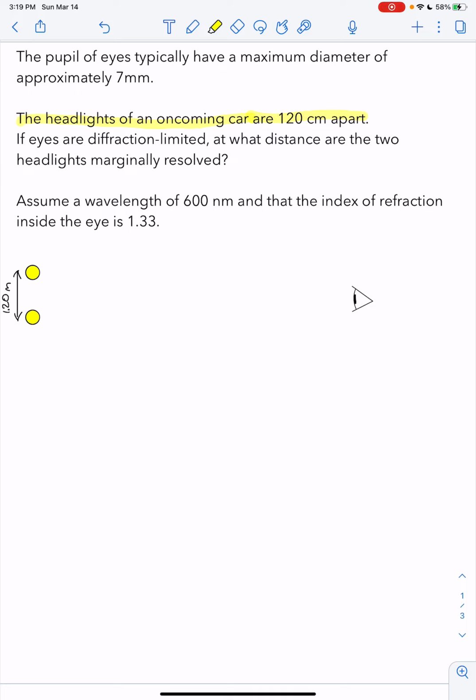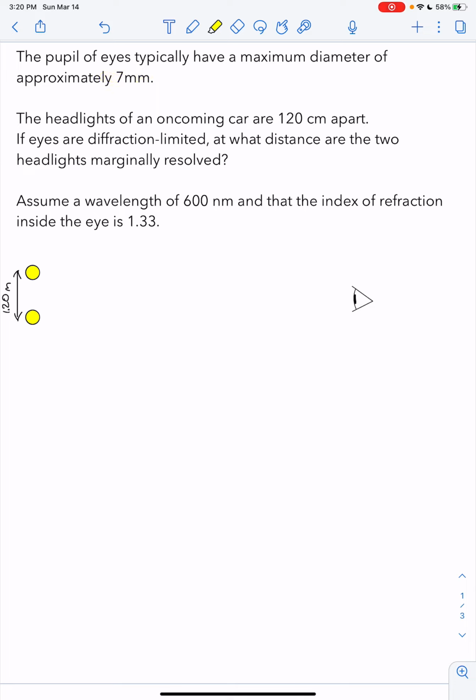We're told a couple of things about the eye. We're told that the pupils of eyes are going to be typically about 7 millimeters in diameter when they are kind of at their maximum. So in the dark, when you're trying to get as much light in as you can.